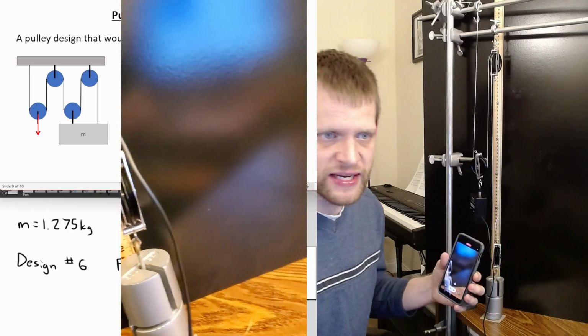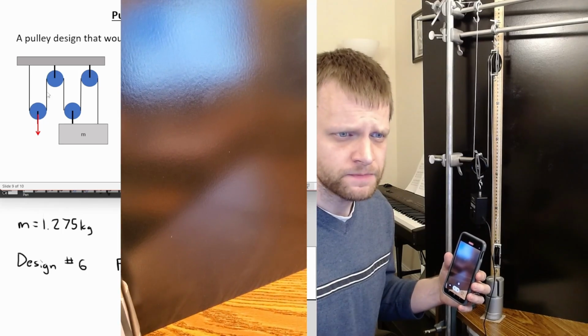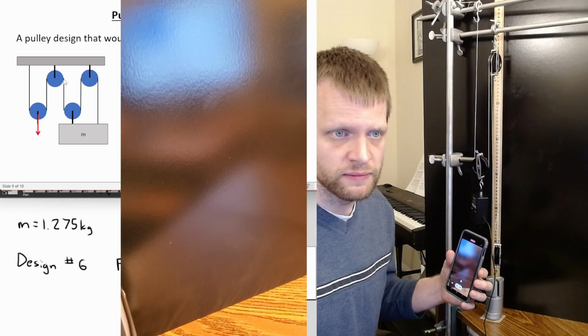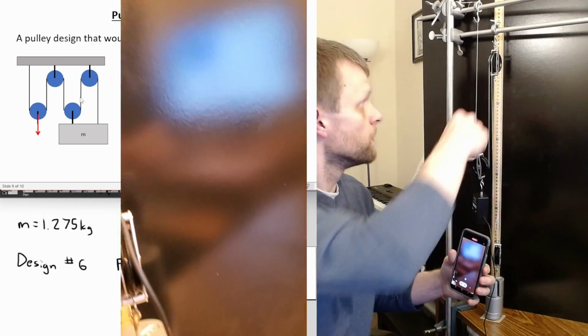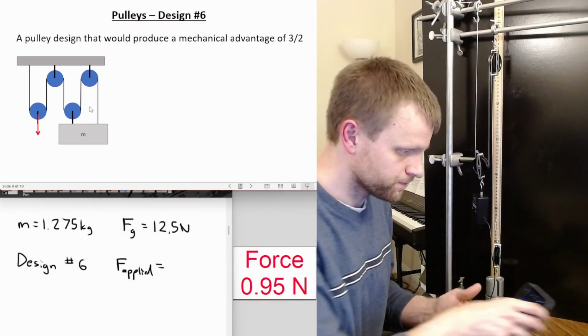So that's the same design that we have here. String goes around the pulley that we're pulling on, that we were applying that force to, around the pulley at the top, around the pulley connected to the mass, back through the pulley at the top, and then connected to the mass at the bottom.